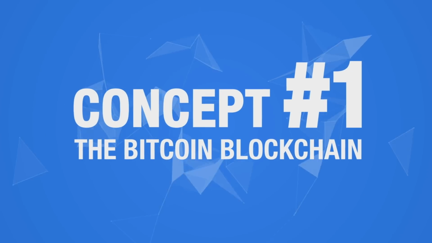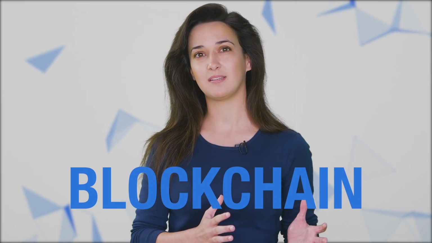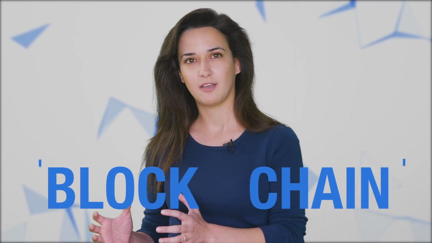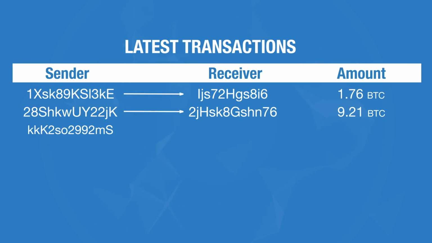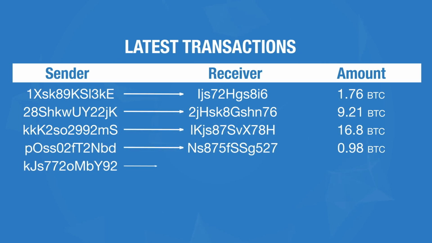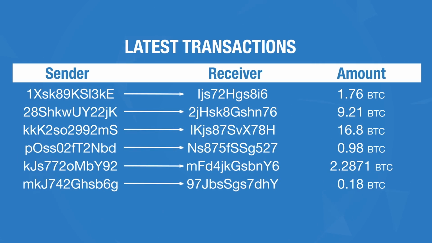Concept number one, the Bitcoin blockchain. First, let's briefly talk about the Bitcoin blockchain. The Bitcoin blockchain is basically a live running record of all Bitcoin transactions. As I've explained in previous videos, the simplest way to understand what blockchain means is by separating the word block from the word chain. So imagine records of individual transactions, like payments sent to or from one person to another, getting listed or indexed one after the other.